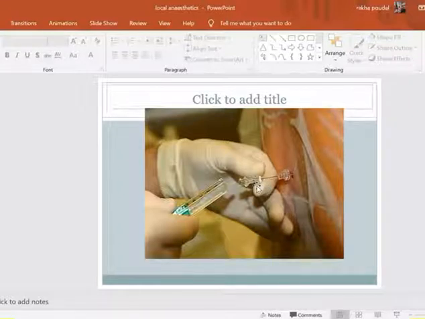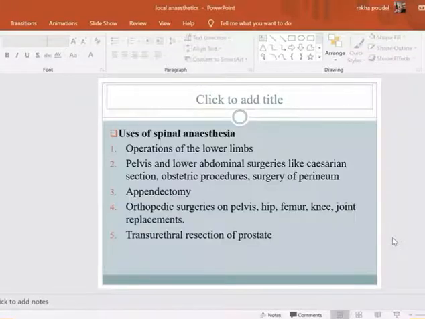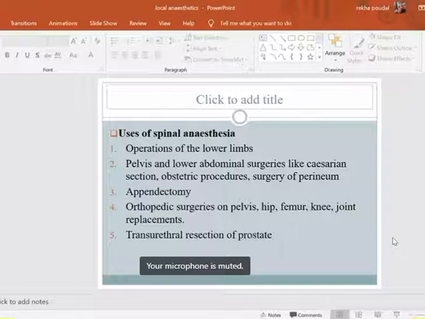So what are the uses of spinal anesthesia? In which cases can we use spinal anesthesia? It can be given for operations of the lower limbs, if there is a fracture of the shaft of the femur, or there is a dislocation of the hip which has to be relocated. In that case we can use spinal anesthesia.